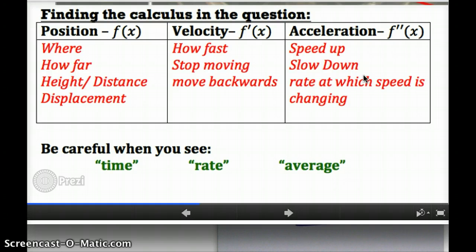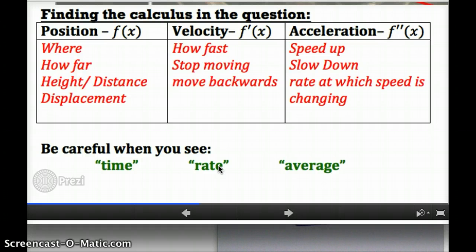Do be warned that you need to be careful when you see the words time, rate, and average. And that's because these three words actually aren't particular to any one of these three functions. And so you're going to have to continue reading to figure out whether they're asking you about time in relationship to velocity or acceleration or position. Similarly, both velocity and acceleration are rates. Velocity is the rate of change of position. Acceleration is the rate of change in velocity. So just because you see rate doesn't mean you're going to have a first derivative. And that's the big, big, big warning.